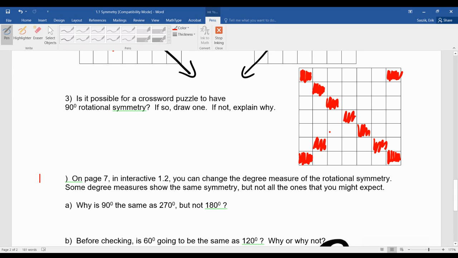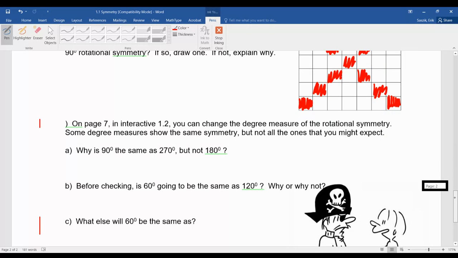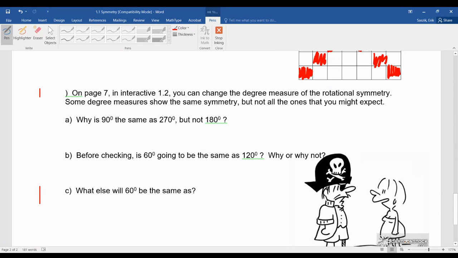If I make this X shape, that would be point symmetrical and 90-degree. This interactive in your book, it's actually, this is wrong. It's actually interactive 1.1b. You can change the degree measure of rotational symmetry. Some degree measures show the same symmetry, but not all the ones that you might expect. You should mess with this yourself and make sure you understand it using your iBook.